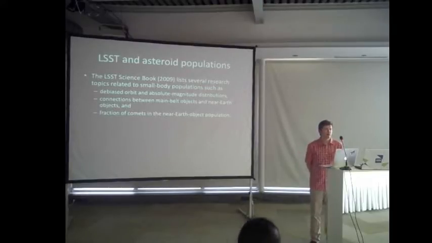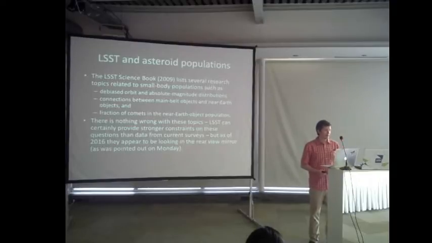The proposed research would be to derive a debiased orbit and absolute magnitude distribution for asteroids, and to establish a better connection between main-belt asteroids and near-Earth asteroids, because these two populations are dynamically related. There are also suggestions about measuring the fraction of comets in the near-Earth asteroid population. And there's nothing wrong with these research topics. They are still interesting, and LSST can certainly put strong constraints on all of these aspects.